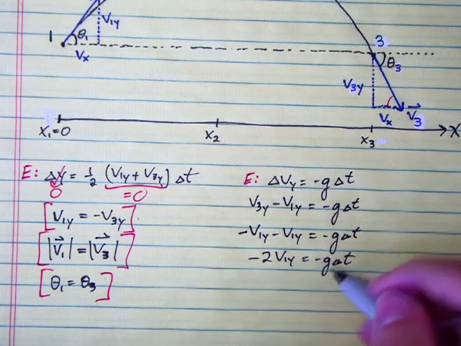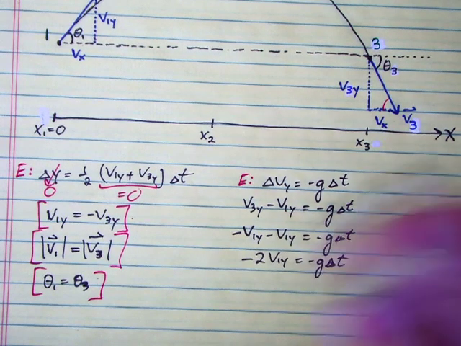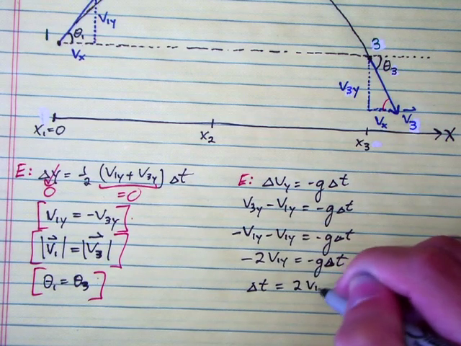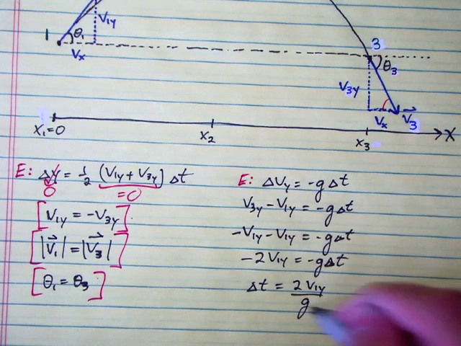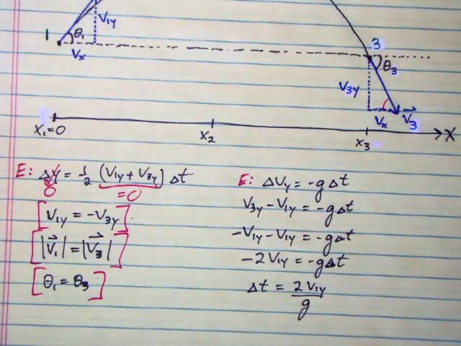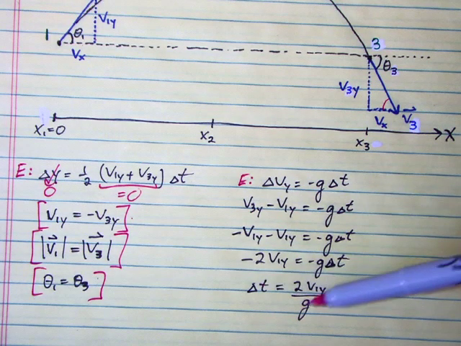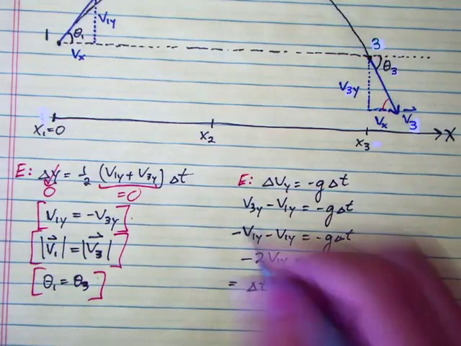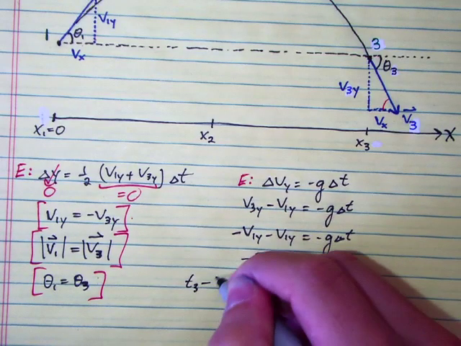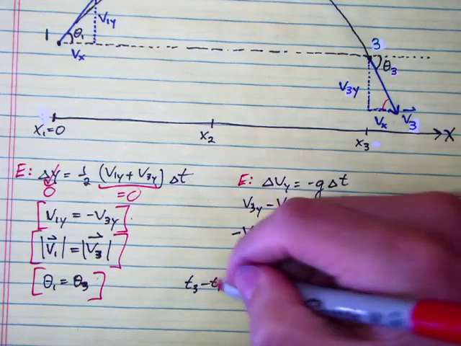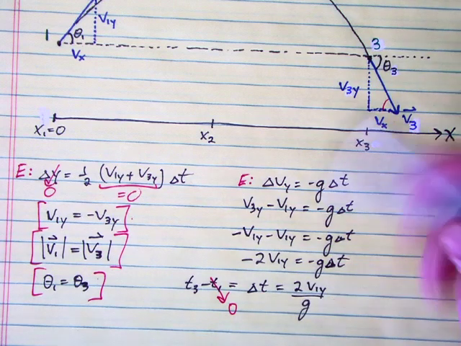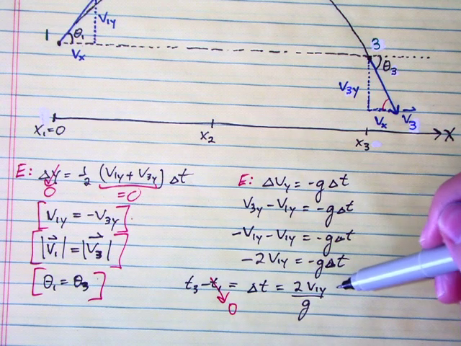I can divide both sides by negative g and end up with delta t equals 2 v1y over g. So that is our travel time. So delta t here we could write as t3, that's the final, minus t1, which we could set to 0. So t3, the time when we land, is given by this expression here. It just depends on the y component of the initial velocity.